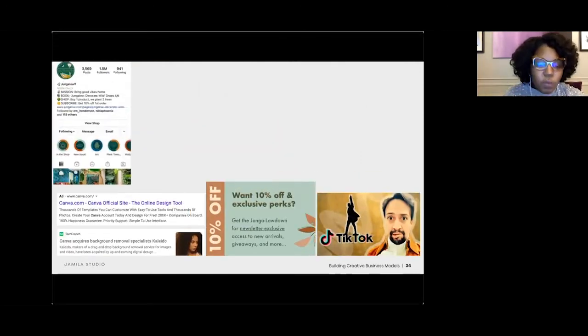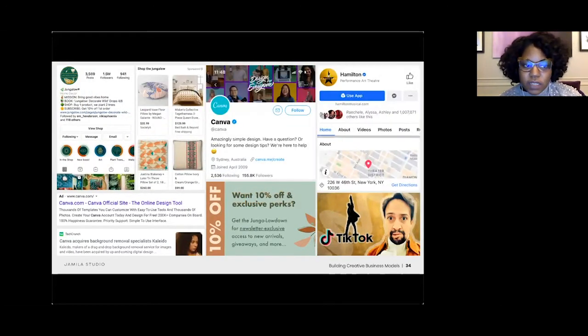So let's think about what these marketing channels could look like. There's Instagram, there is display ads, there is Facebook.